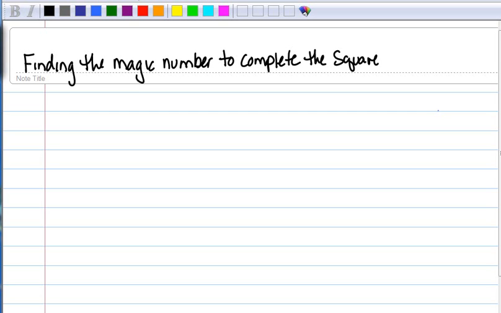We're going to find the magic number to complete the square. I'll talk about the magic number in a minute. Right now I just want to know, what does completing the square mean? To think about this, I'm going to look at a review problem from the past chapters. What is x plus 3 quantity squared?